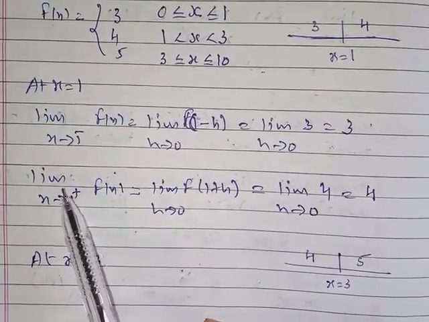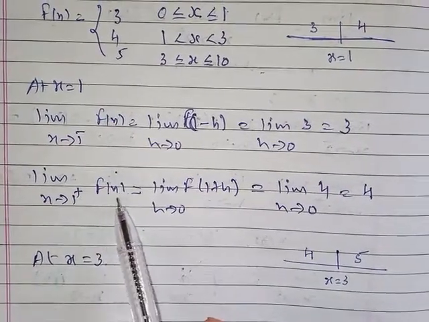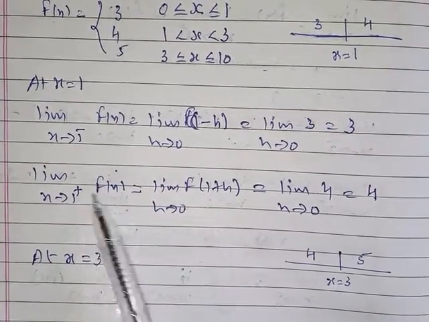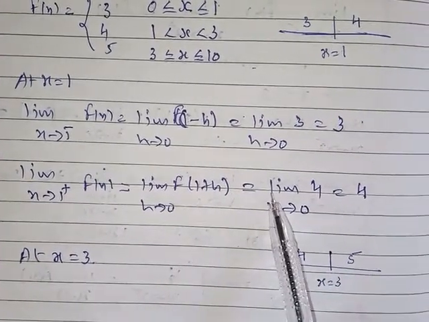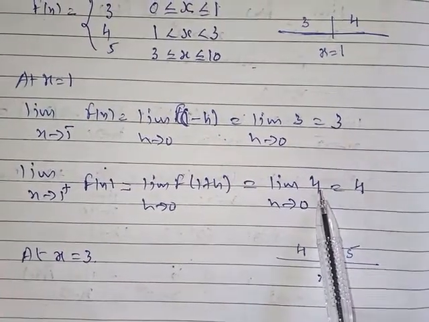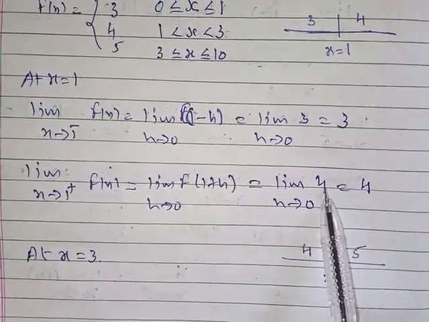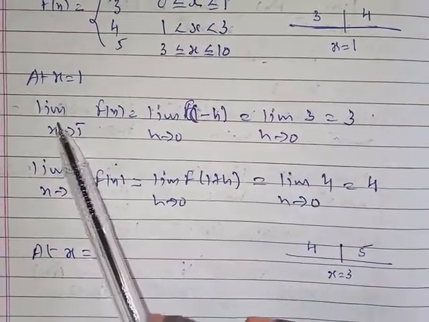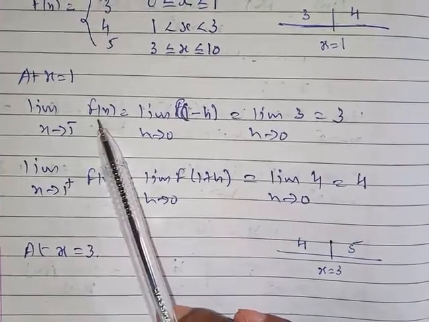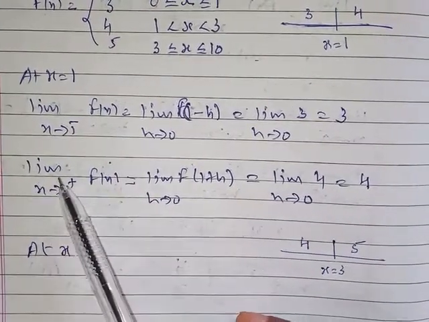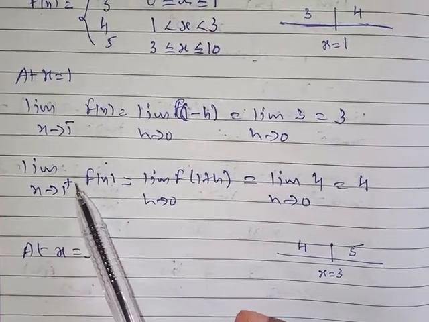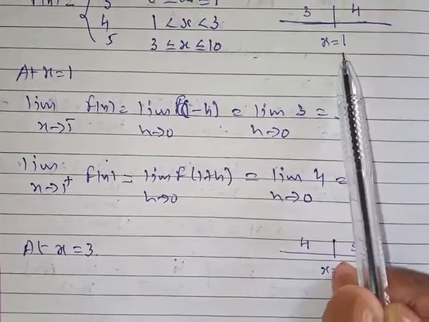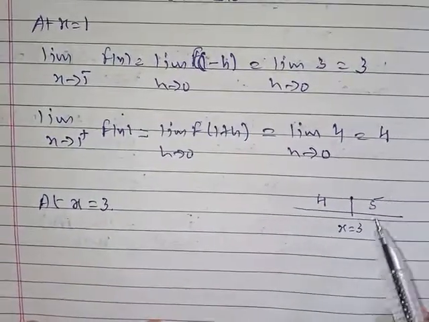Now the limit x tends to 1 plus of f(x) is equal to limit h tends to 0 of f(1 plus h). So the limit as h tends to 0 of 4, and the value of this is 4. So limit x tends to 1 minus of f(x) is not equal to limit x tends to 1 plus of f(x), and therefore the function is discontinuous at x equal to 1. Let's check for x equal to 3.